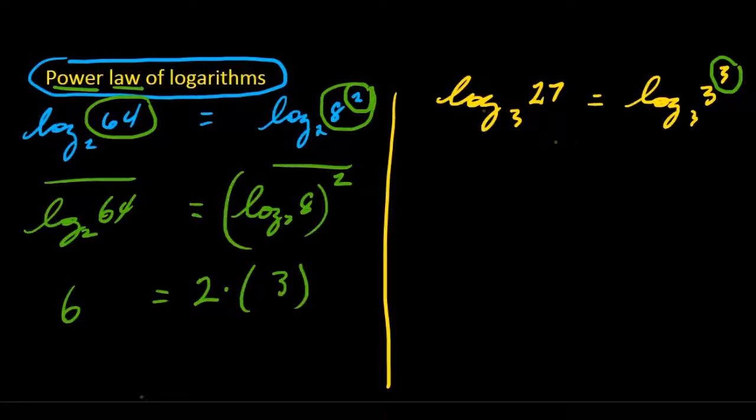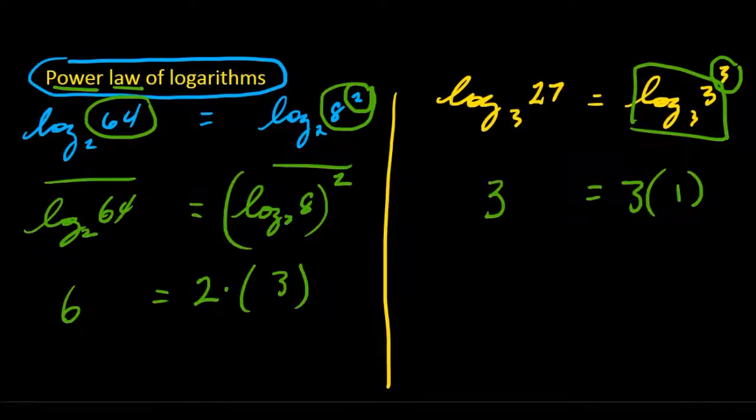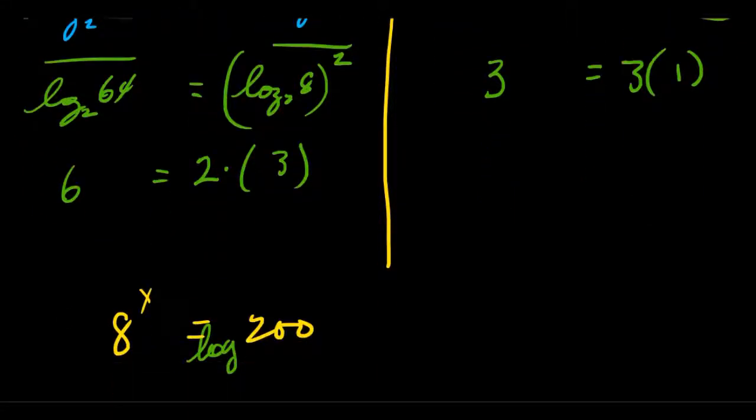So they tried it over here. The log of 27 base 3 is 3, because 3 cubed is 27. And they brought that 3 down here, evaluated this part of the log, and that's 1. And guess what? That works out too. So that brings us to the power law of logarithms, which I will show you in a second.